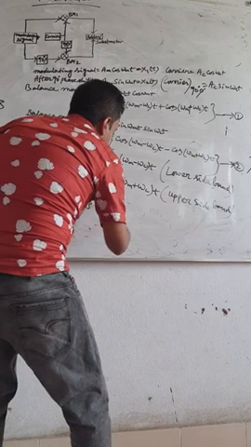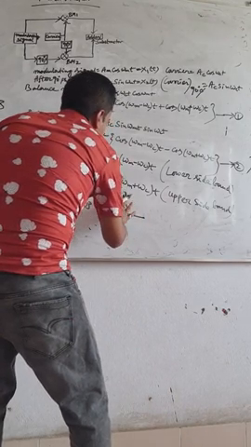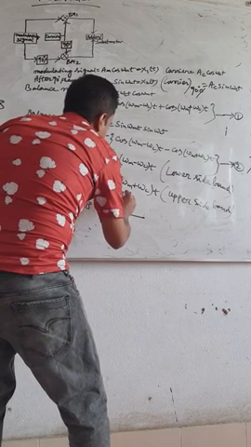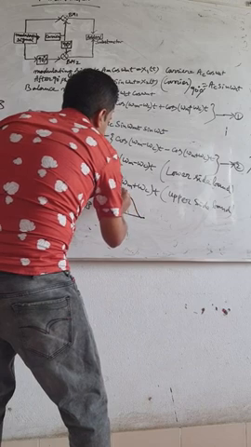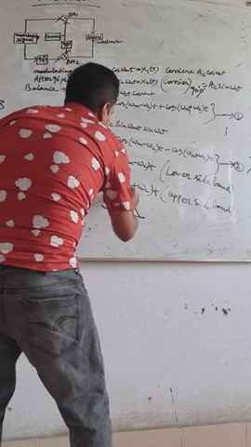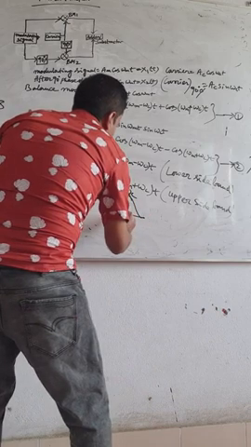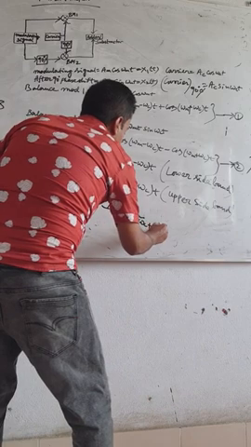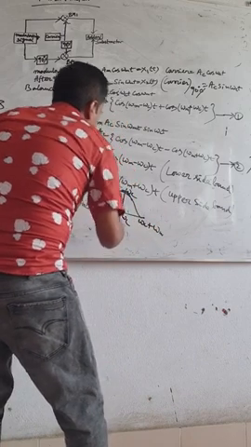If this is the band structure, this is omega c. So remember, this is omega c, and what is omega c plus omega n, omega c minus omega n.